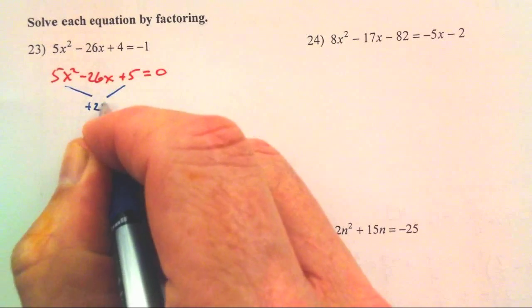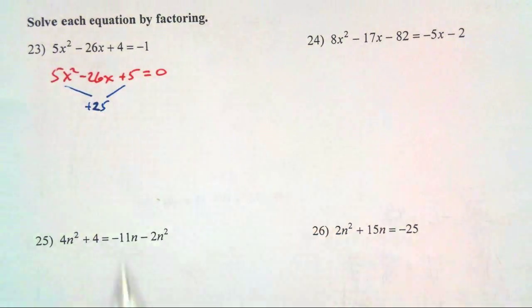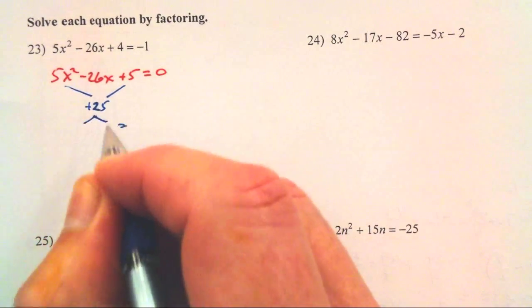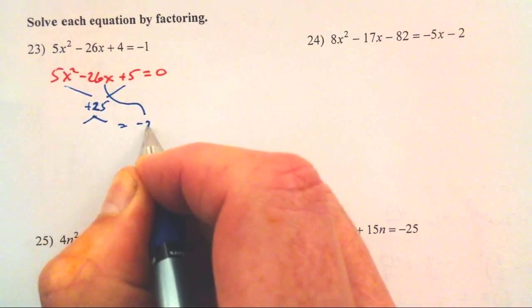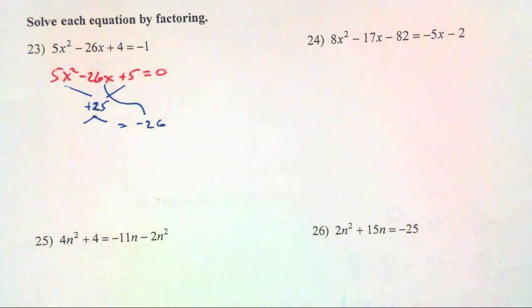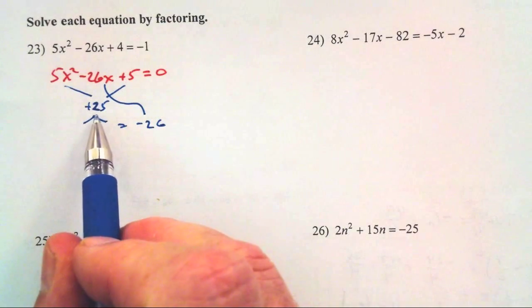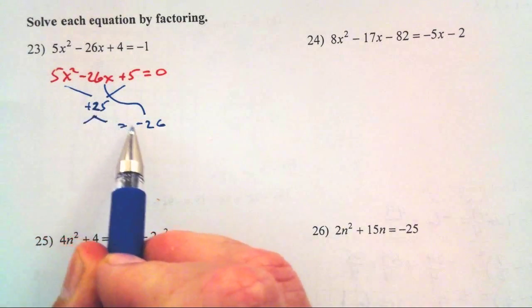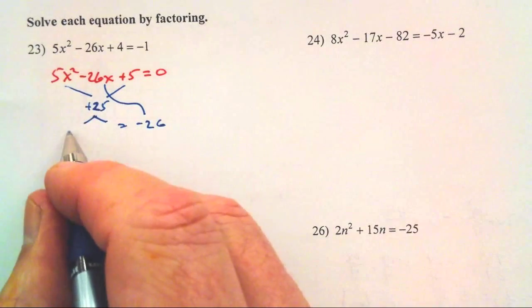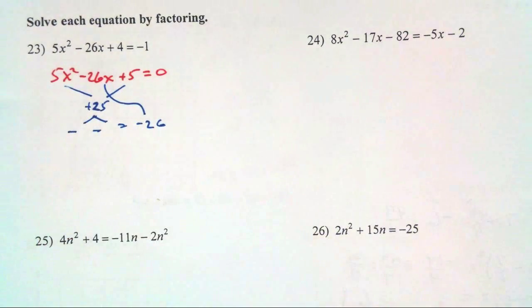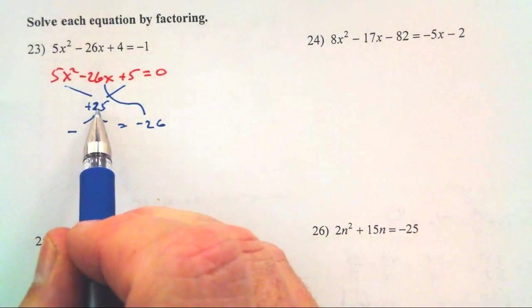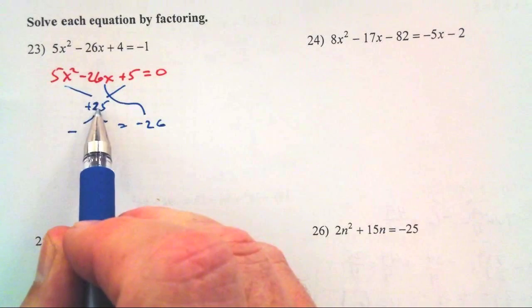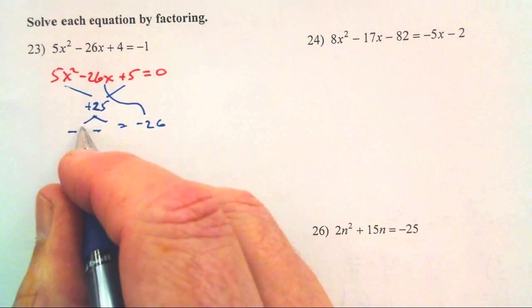This is positive 25. I need two numbers that multiply to be positive 25 that add up to be negative 26. If they multiply to be positive 25, and add up to be a negative, they have to both be negative. Those are decisions I can make ahead of time. Well, 5 and 5 add up to be 10. The only other possibilities are 1 and 25.